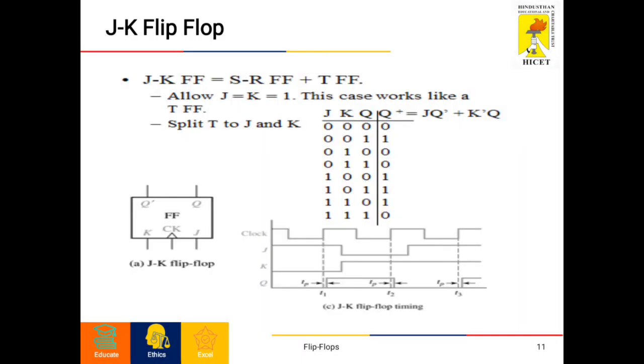In this table, the 0, 0 condition represents the hold state, where Q remains unchanged. The 0, 1 condition represents the reset state. The 1, 0 condition represents the set state, and 1, 1 represents the toggle state. The toggle state is if the output Q is 0, then Q bar will be 1, and if Q is equal to 1, Q bar will be 0.